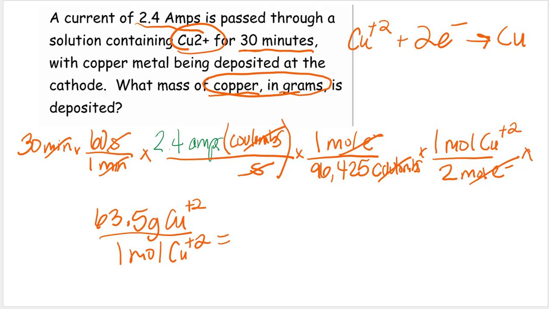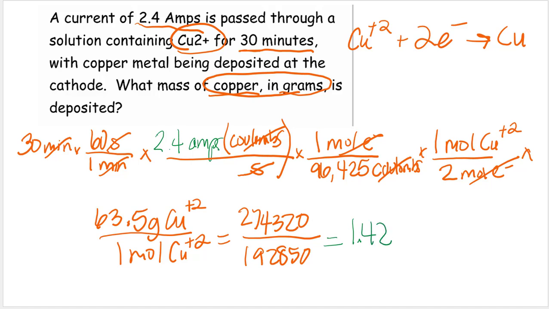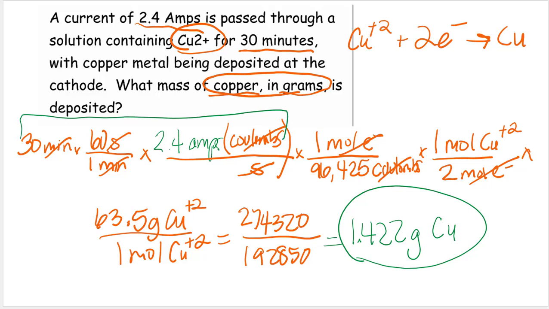So now we just need to do the math here. I need to do 30 times 60 times 2.4 times 1 times 1 times 63.5. Let's do that all real quick. So we'll do all of our top numbers, all of our bottom numbers, and then divide it out at the end. So check your math and check my math. I did my total top divided by total bottom, and I got 1.422 grams of copper that was produced. Again, I started with time. Here's my time, and I times it by amps.